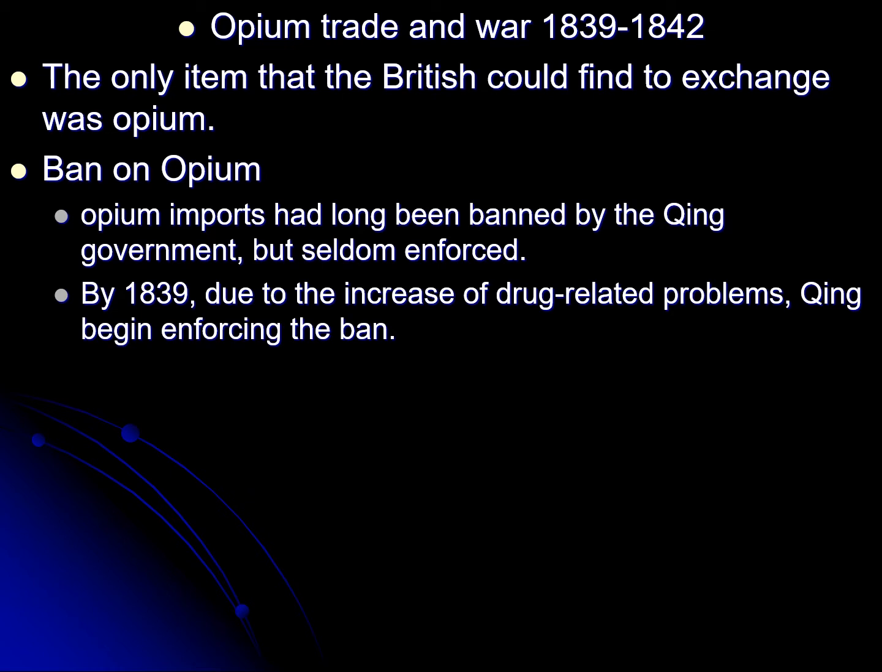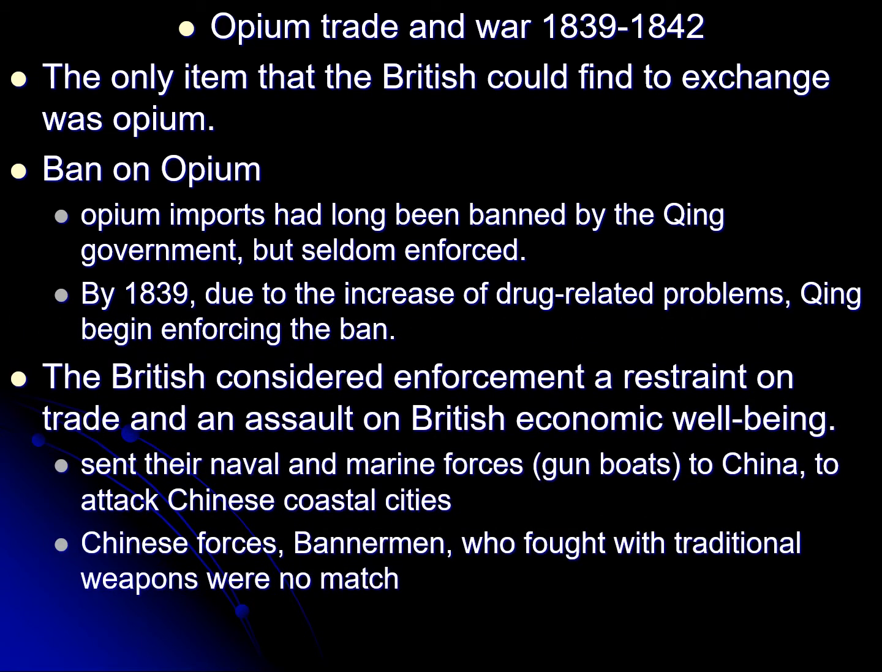So in 1839, due to the increase in these problems, the Qing actually started to try to enforce it. Well, the British obviously didn't like this. They considered this enforcement a restraint, an assault on their economic well-being. Well, you can empathize with the Chinese going, hey, dude, we need our people, one, to not be addicted to drugs, and two, you're taking all of our silver. The British are like, well, we want a trade relationship, and you won't trade with us, and we want silver. So both sides dig in their heels. Boom, Opium Wars, drug wars.